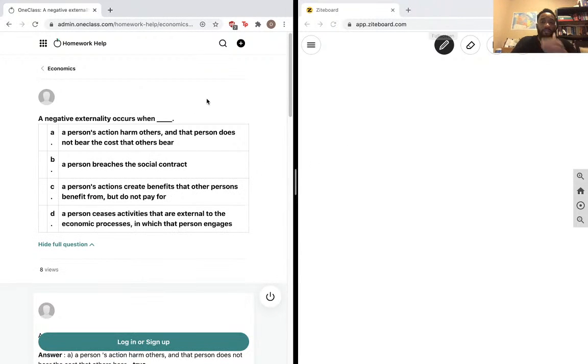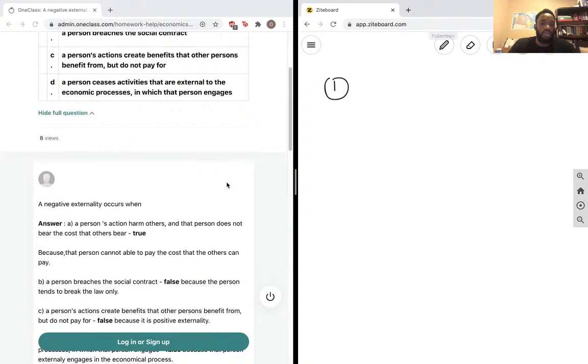All right, question number 1. A negative externality occurs when: A, a person's action harms others and that person does not bear the cost that the others bear. B, a person breaches a social contract. C, a person's action creates a benefit that others benefit from but do not pay for. And D, a person ceases activities that are external to the economic processes in which that person engages.